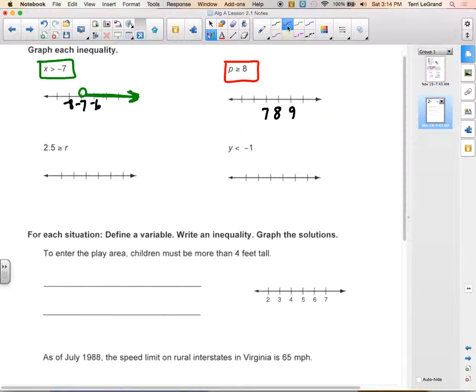And then we're going to put our circle at 8 and decide if we should include it or not in our shading. Because it says P is greater than or equal to 8, 8 meets the equal to condition. And then the numbers to the right of 8 meet the is greater than condition.